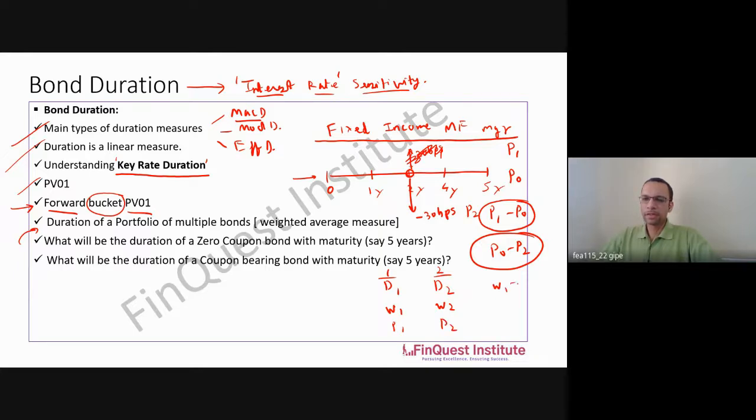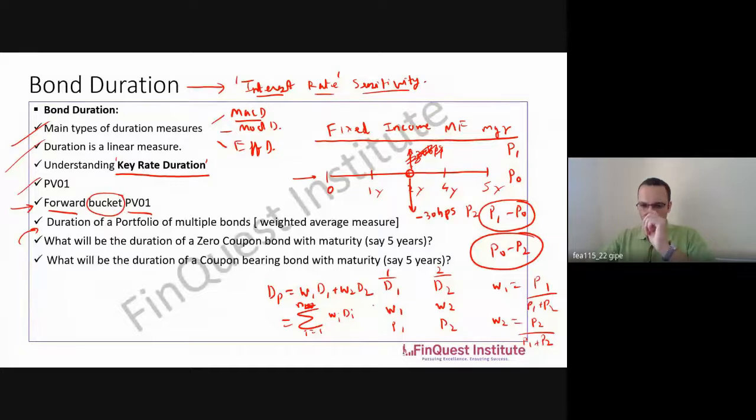So W1 can be P1 upon P1 plus P2. And W2 can be P2 upon P1 plus P2. So that will give me an idea of how much these bonds are contributing to my overall portfolio value of P. So P1 plus P2 is equal to P. Now, if I have to know the duration of this portfolio, that is DP, I can say this is W1 D1 plus W2 D2. Or if I have to generalize this, if I have 10 bonds, I can write it as a summation, i equal to 1 to 10. Or maybe let me generalize this, I can keep it as 1 to N, Wi Di.